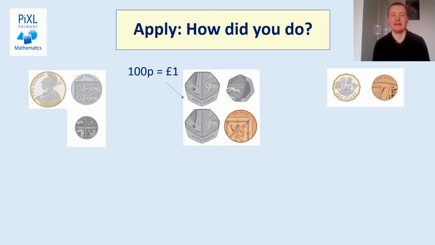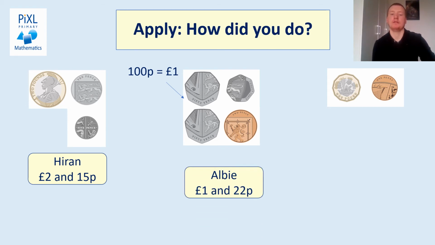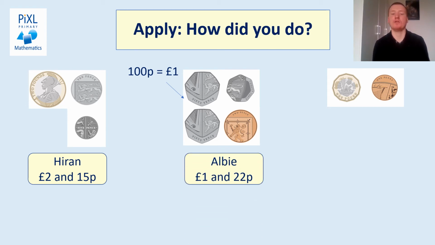Time to run through it together. So if we look at Hiran first, Hiran has a £2, a 10p and 5p, which together is £2.15. Now remember to convert, 100p equals £1, so we've got two 50p's, we've got a 20p, and we've got a 2p. Now Albie has, if we convert it into pounds and pence, £1.22. And then finally, Jasmine, she has nice and easy £1 and 1 pence.